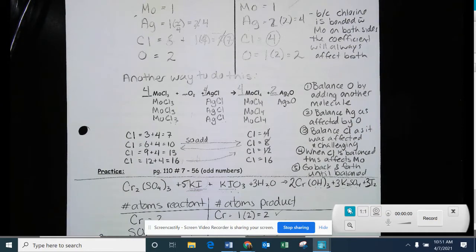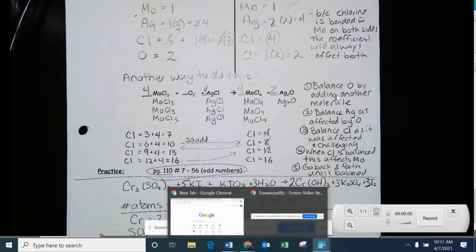Any questions about any of the balancing we've done so far? All right, so I'm going to give you time. Page 110. So keep on going with that. Numbers 7 to 56, so odd numbers. Practice, practice, practice. If you get through these and you're still having a hard time with them, I've got a full book of balancing for practice. Ask lots of questions. If a lot of people have the same questions, I'm probably just going to go over it with everybody. And yeah. All good?